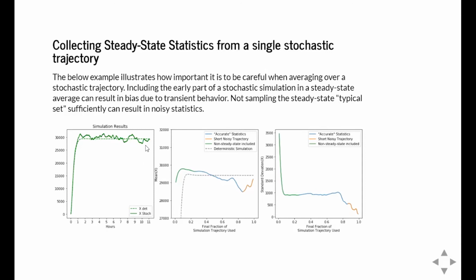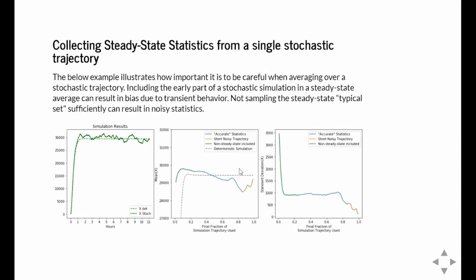It really matters how I average over this trajectory to get the right steady state value. So in the middle, I'm showing you the fraction of the final simulation I used. If I'm over here, I've used all of my simulation, while if I'm over here, I've used almost none of it. And you get different results. So if I use the beginning of my simulation to calculate steady state, I'm actually including non-steady state dynamics. So right here, everything's changing for the first 1 to 2 hours. So I probably don't want to include that if I'm looking at steady state dynamics.